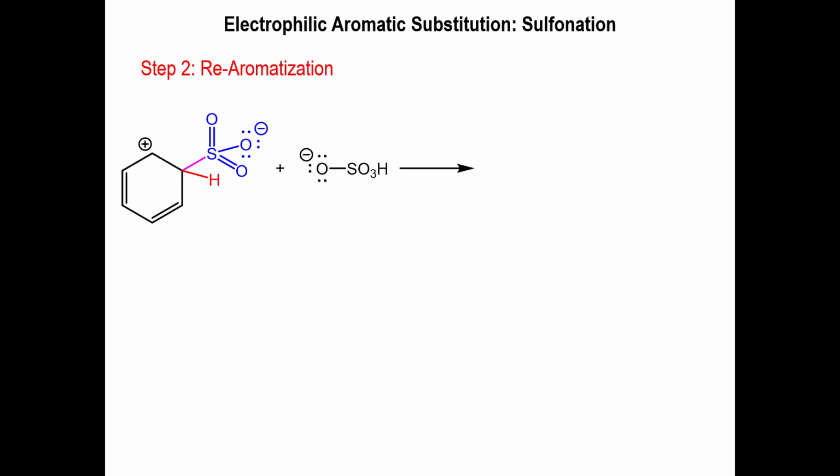Now, granted, probably you're not going to have a whole lot of hydrogen sulfate since this is concentrated sulfuric acid, but you'll have enough of it that it can act as the base to remove the proton of the Heimer complex and reestablish the aromaticity of the ring.